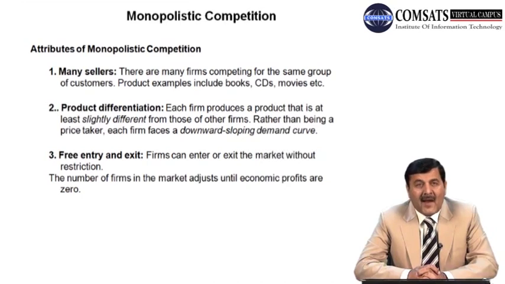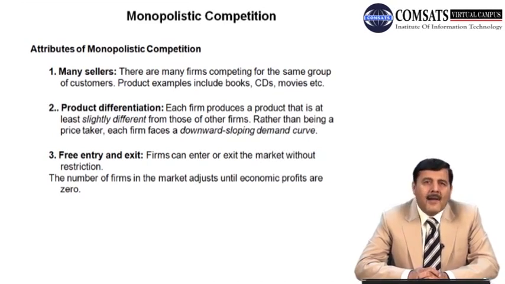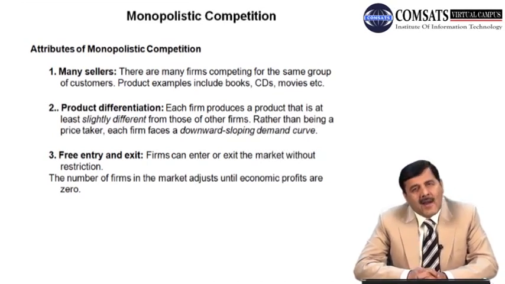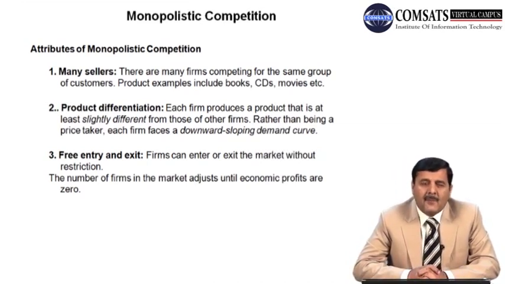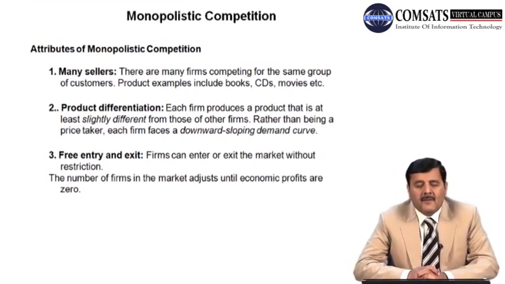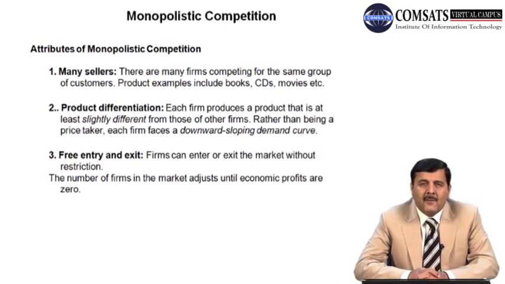Now, product differentiation: each firm produces a product that is at least slightly different from those of other firms. Rather than being a price taker, each firm faces a downward sloping demand curve. As in the case of monopoly, in monopolistic competition, when they face a downward sloping demand curve, they have some market power, right? So they can decide the quantity of the product and they can decide the price of the product. This was the second attribute of monopolistic competition.